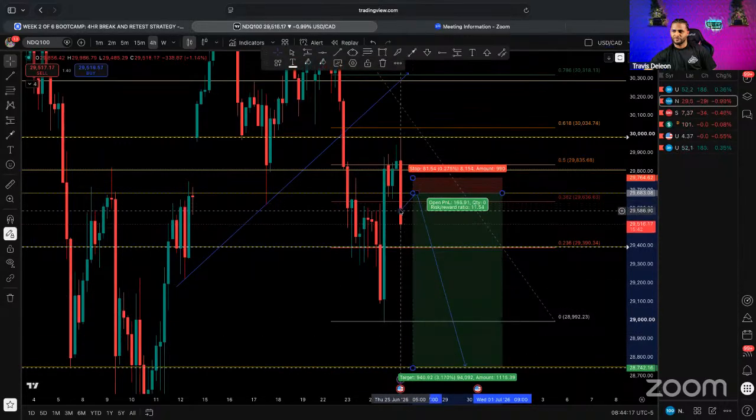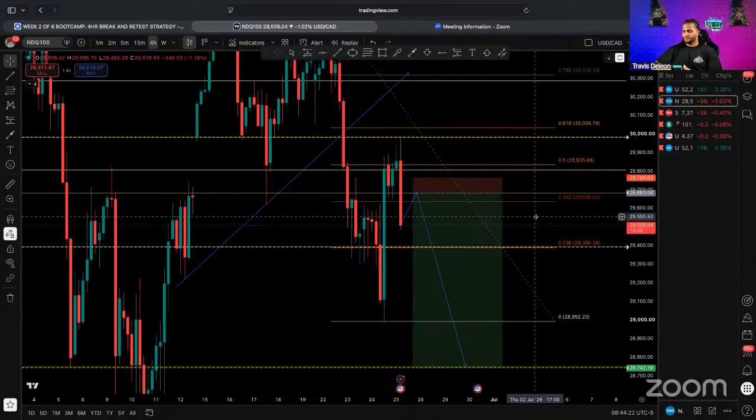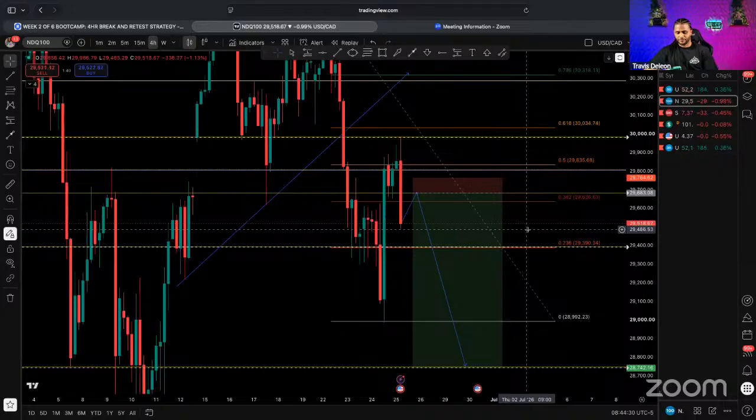So I'm waiting for that pullback. Let's see if that 4-hour closes below. I'm going to put this sell limit in my chart.